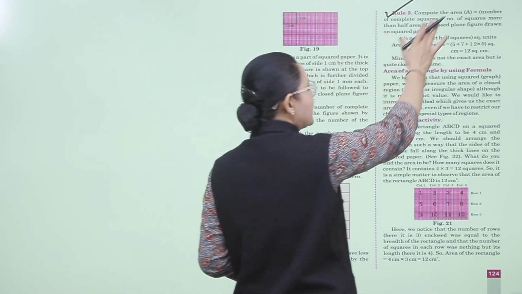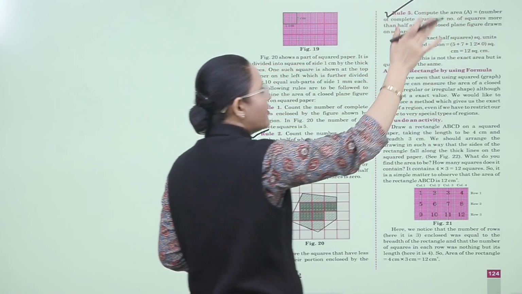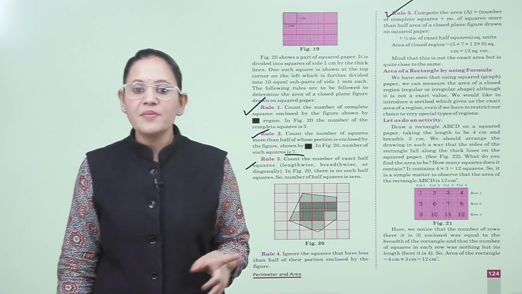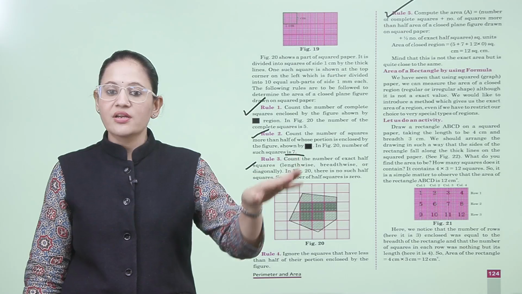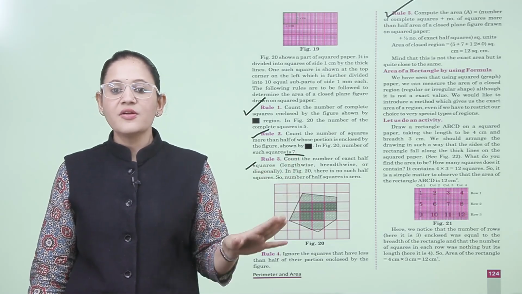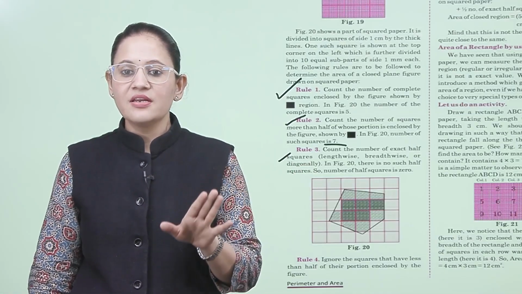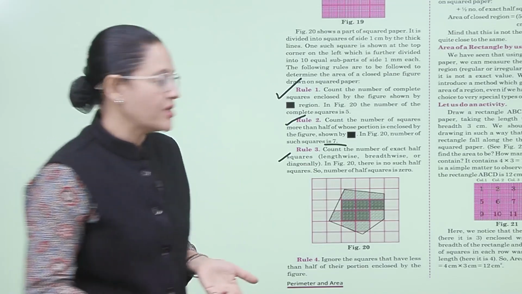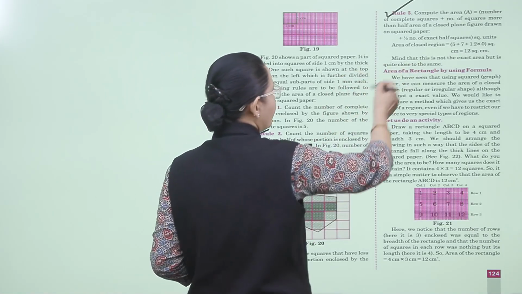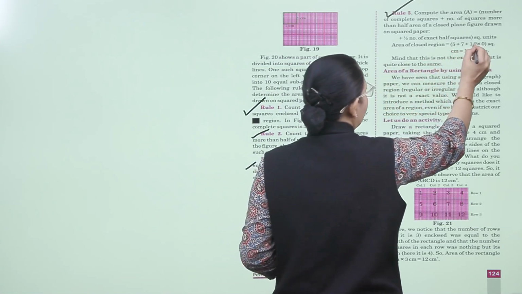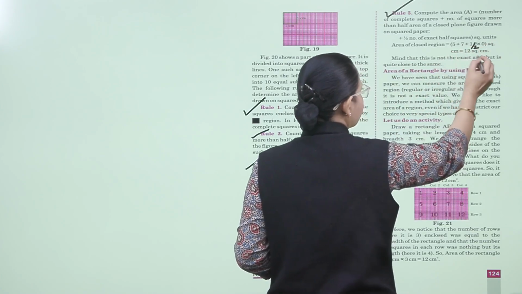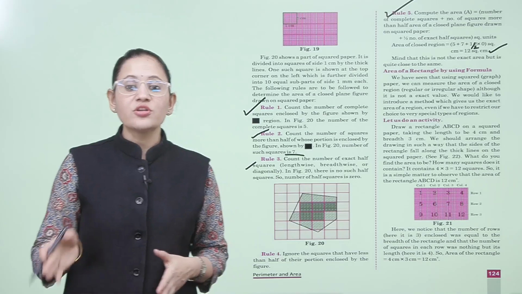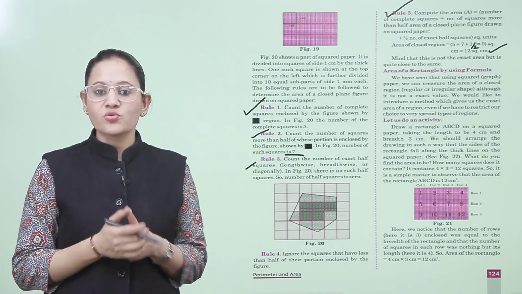Area is the number of complete squares, plus the number of squares more than half the area, enclosed by the plane figure drawn on the square paper, plus 1/2 into the number of exact half squares. So the area of the enclosed region here is 5 plus 7 plus 1/2 into 0, that is equal to 12 square centimeter. Mind that this is not the exact area but quite close to it.